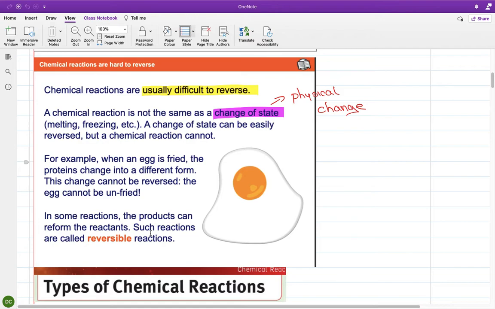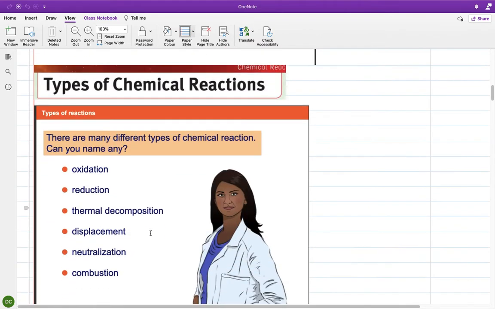Okay, there are some reactions where the products can reform reactants. They're called reversible reactions. We don't deal with a lot of them at junior cert. If you do leave it to chemistry, you deal with reversible reactions. So some reactions are reversible, but most are not. Okay, so different types.